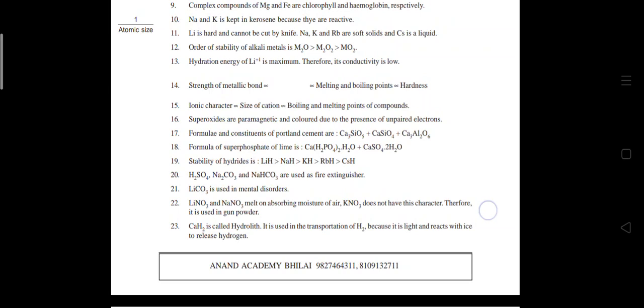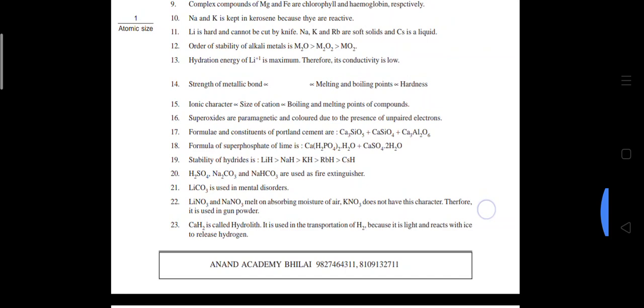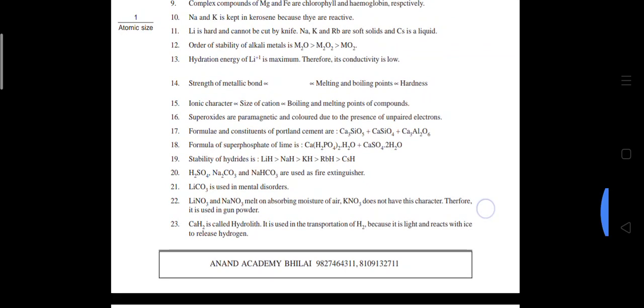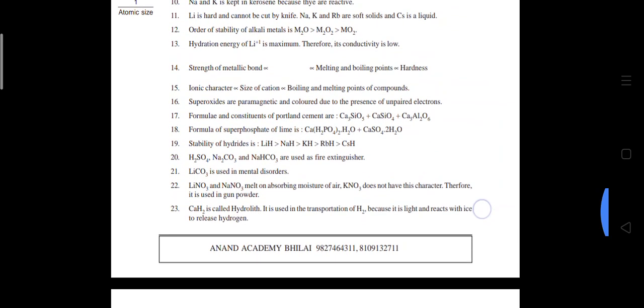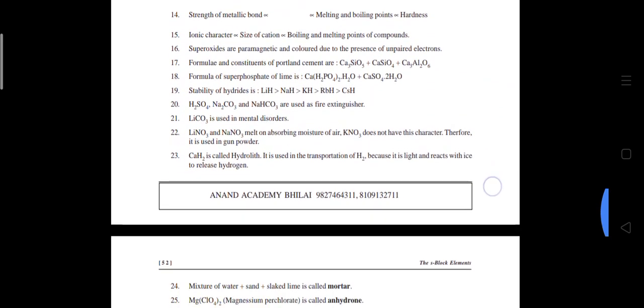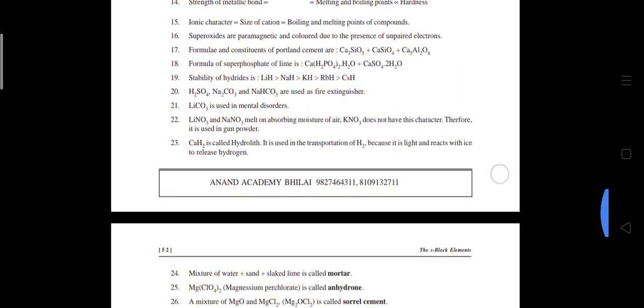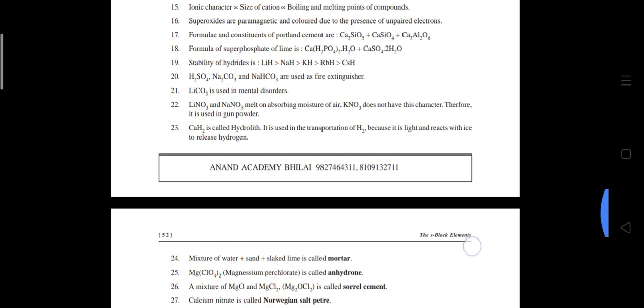Lithium is hard and cannot be cut by knife. Sodium, potassium and rubidium are soft solids and cesium is a liquid. Hydration energy of lithium ion is maximum, therefore its conductivity is low. Ionic character is directly proportional to size of cation, and directly proportional to boiling and melting points of compound. Superoxides are paramagnetic and colored due to presence of unpaired electron.